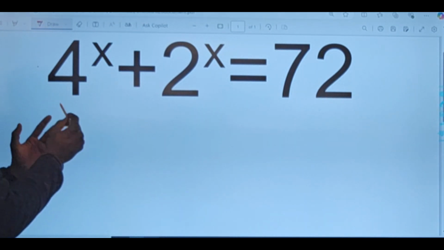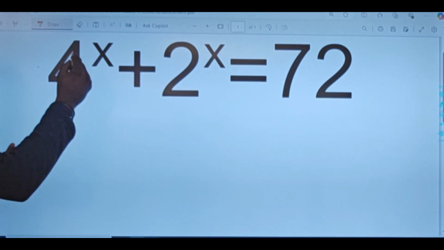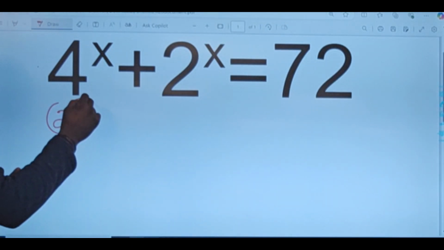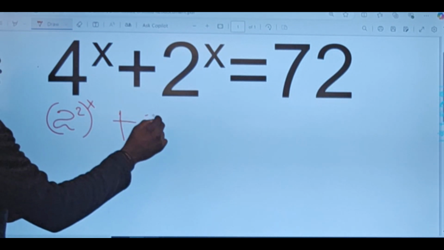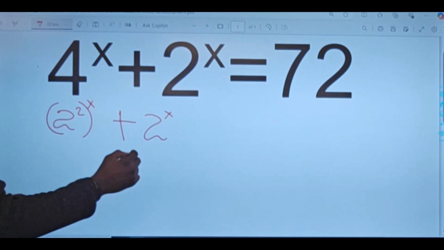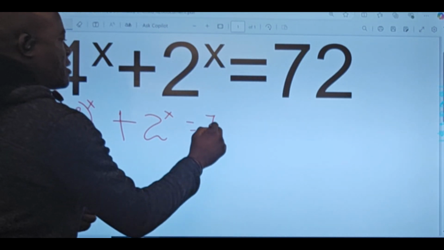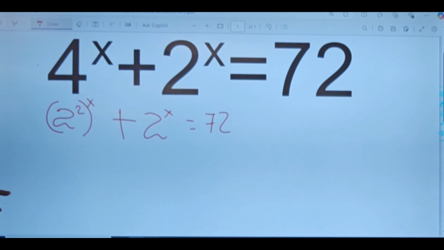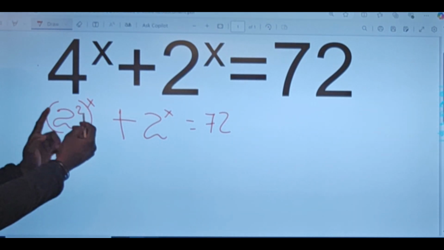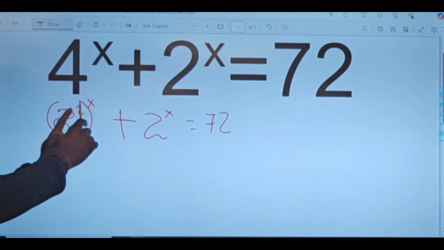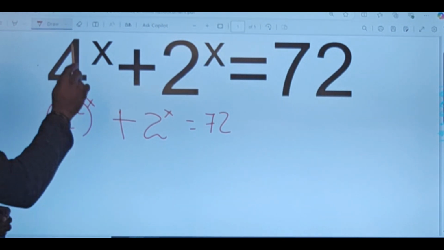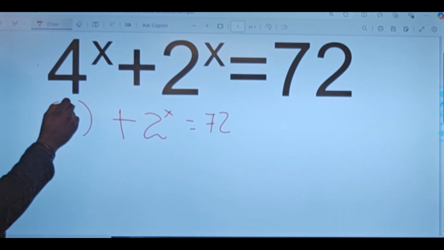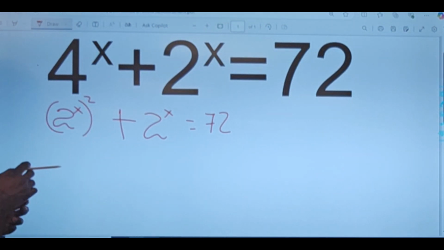I'm going to focus on the left side here. I'm going to represent 4 to the x as 2 squared raised to the x, and then I have plus 2 raised to the x, and this is equal to 72. Because the power is raised to a power here, I'm able to switch these. I could interchange it, put x here and put the square out there.